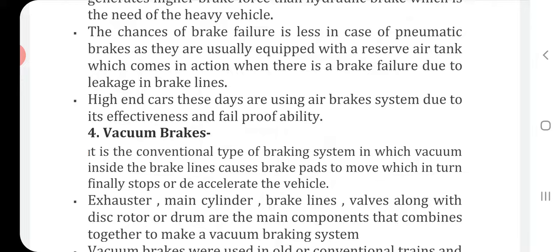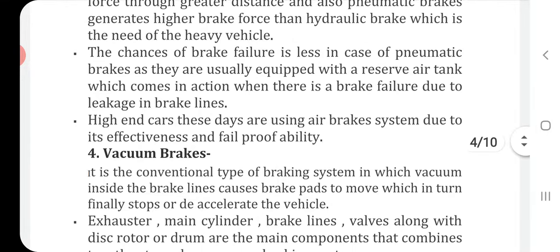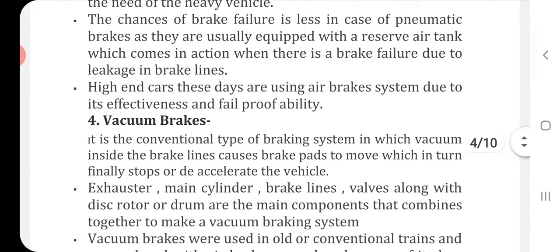But still, I have to look for an example of those cars which are using the pneumatic braking system. If you know, you can just post in the comment section any high-end car that is using a pneumatic braking system. So then comes the vacuum brake.